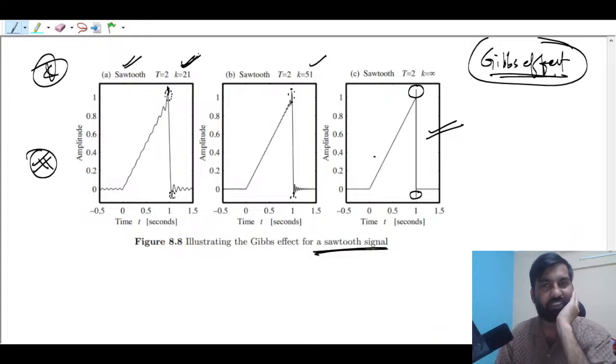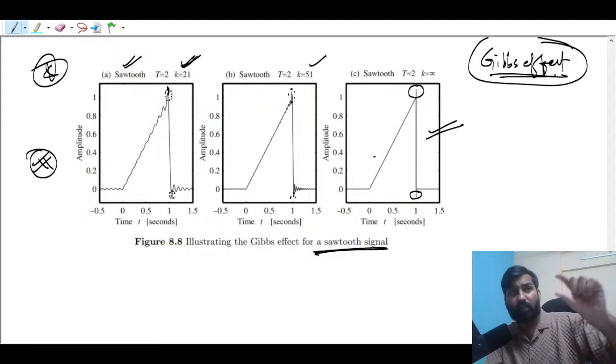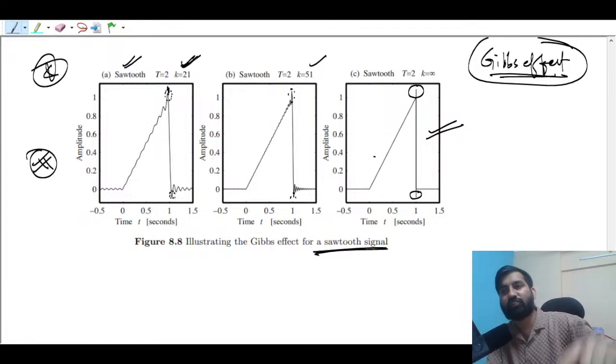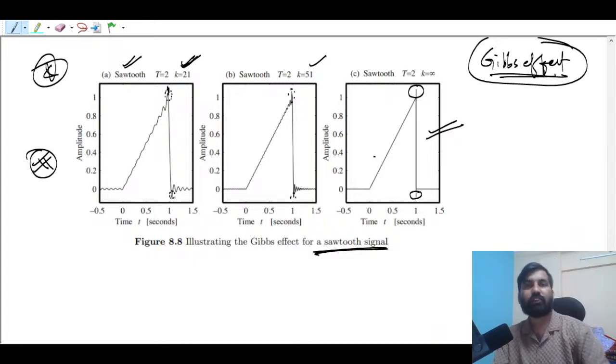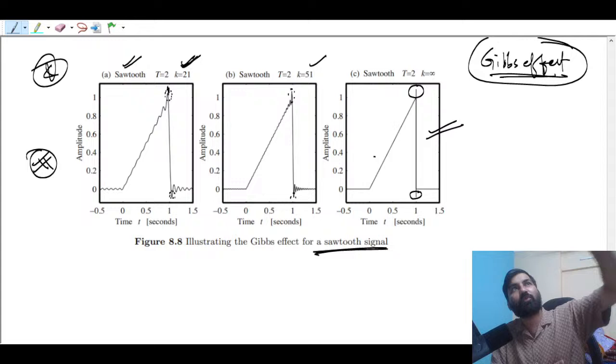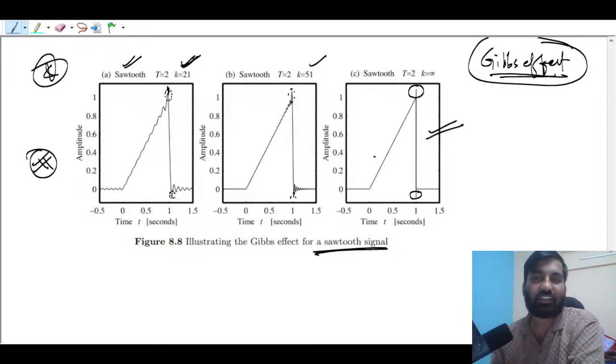These things can be seen in the function generator, but we don't have the function generator. We have to just understand the concept that this overshoot and undershoot will be present at the jump location, about 9% of each jump. The reconstructed signal shows overshoot and undershoot of about 9% of the jump. There is a complete, 100% jump, but 9% will be the overshoot and the undershoot near each jump location.